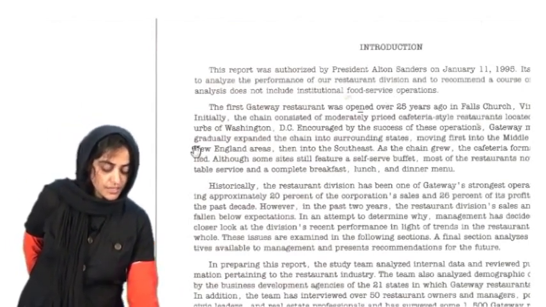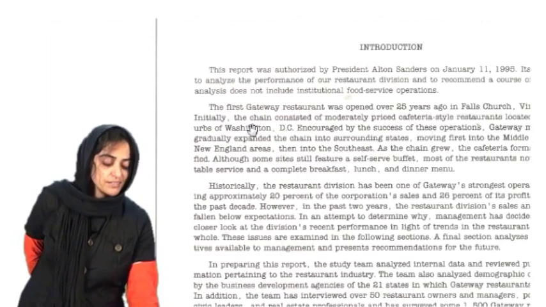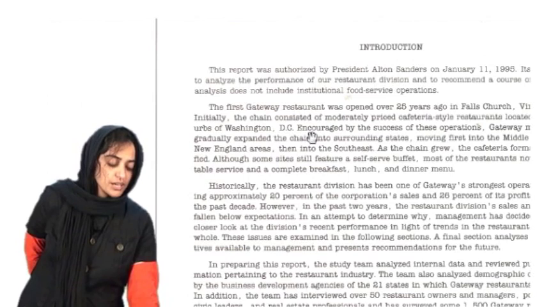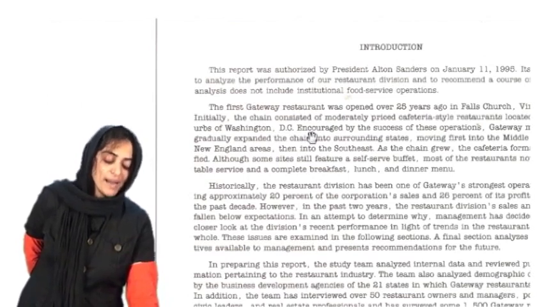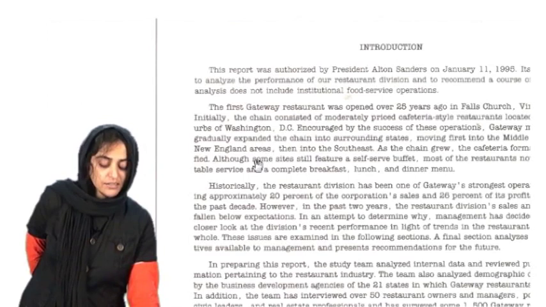Then, dear students, after that he writes, the first Gateway restaurant was opened over 25 years ago in Falls Church, Virginia. Initially, the chain consisted of moderately priced cafeteria-style restaurants located in suburbs of Washington, D.C. Encouraged by the success of these operations, Gateway management gradually expanded the chain into surrounding states, moving first into the Middle Atlantic and New England areas, then into Southeast.